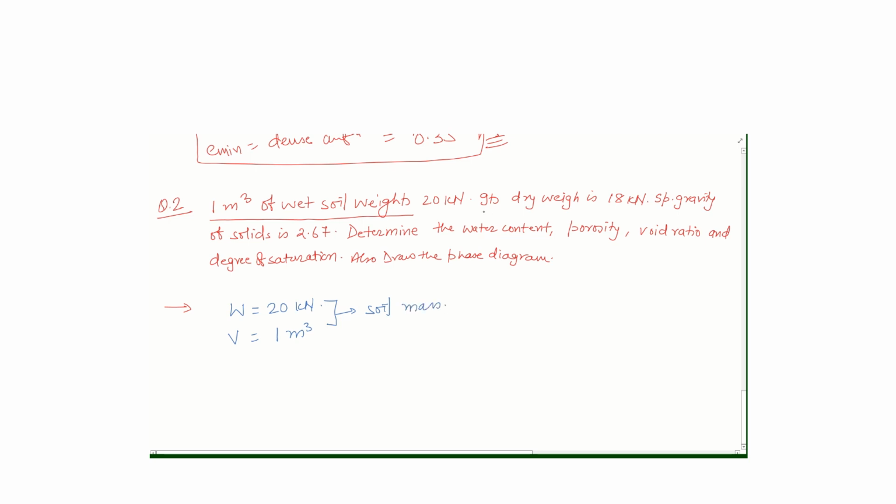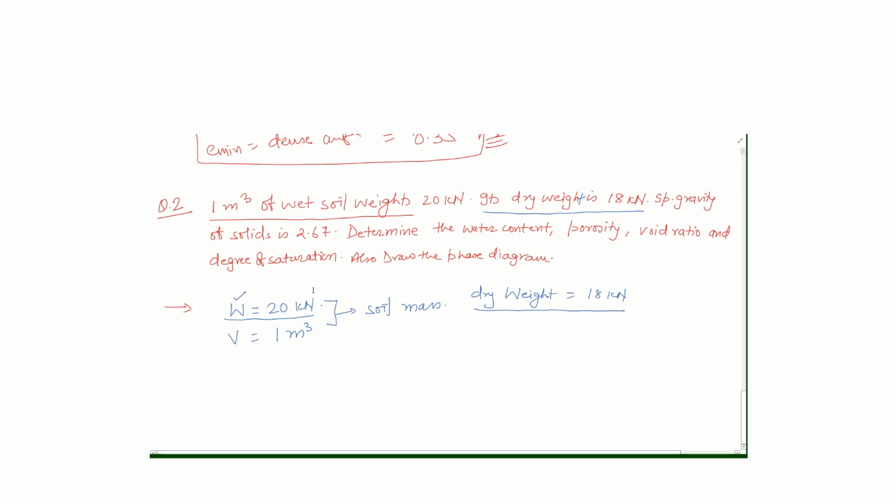And here it is given that its dry weight is 18 kilonewton. Okay, means this weight does not have the influence of water, means water weight we have neglected here, but the 20 kilonewton weight is of wet soil. So we have the weight of the grains as well as the weight of the water.